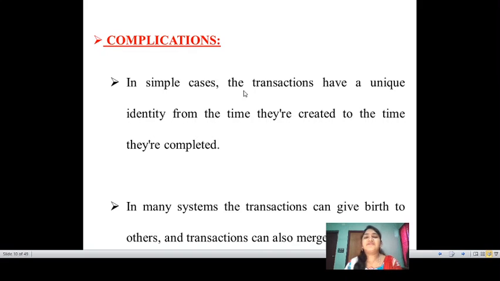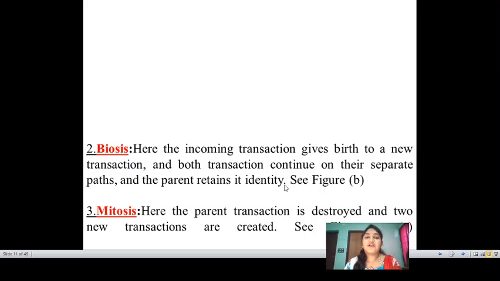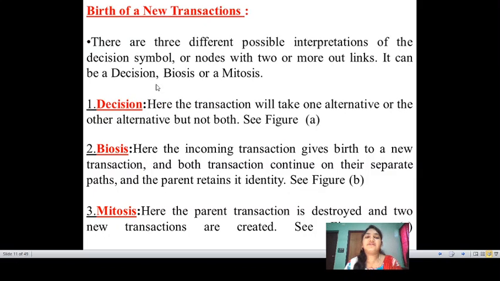That complication is mainly the birth of new transactions. Suddenly the birth of a new transaction is raised, and it creates problems for transaction flows. So what are these births of new transactions? They are defined in 3 ways: decisions, biases and mitosis. There are different possible interpretations of the decision symbol or nodes with 2 or more outlinks. It can be a decision or biases or mitosis. This leads to a complication in transaction flows.